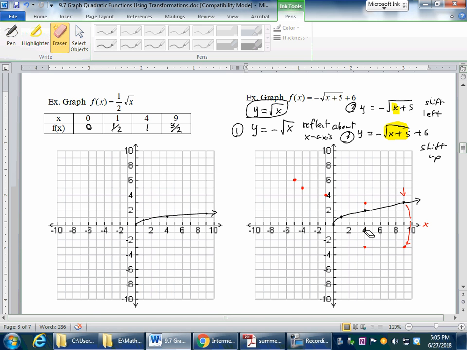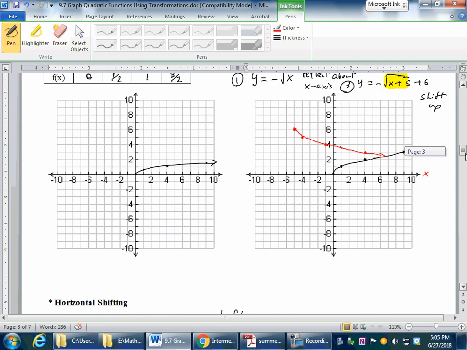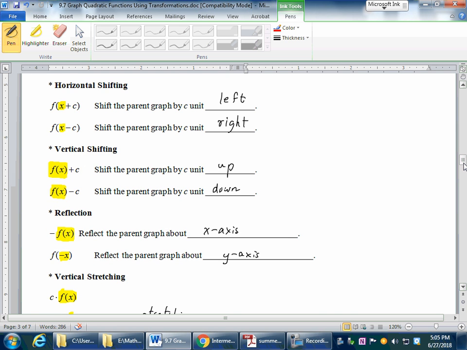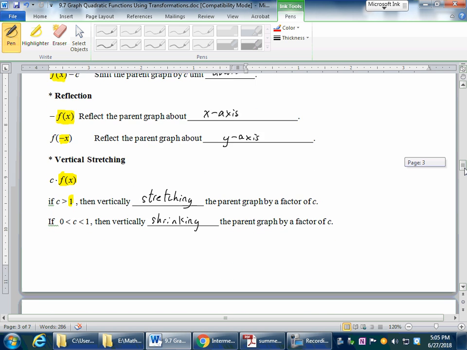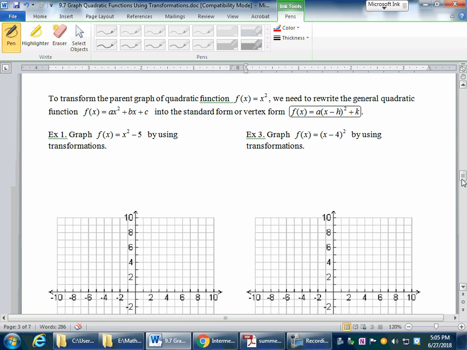So now I got my final graph, after I did all my transformations point by point. Now my final graph looks like this. So it reflects, shifts to the left, and shifts up. And that is using the transformations from the parent's graph. What we want to do is use this transformation idea to graph parabolas. In the next video lecture, we're going to talk about how to graph this.